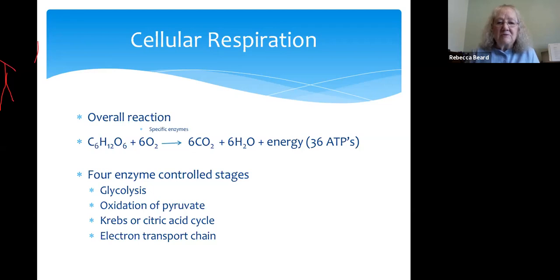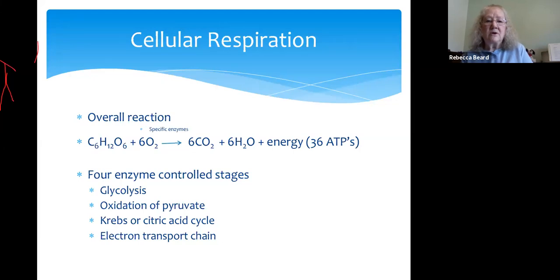We're not going to learn the names of all these enzymes, but you need to understand that at every step of the way, we have enzymes that are working to make this equation happen. It would not happen if we did not have these. So in order for this reaction to occur, we have to have all of the reactants and we have to have the enzymes. It's not just going to happen on its own.